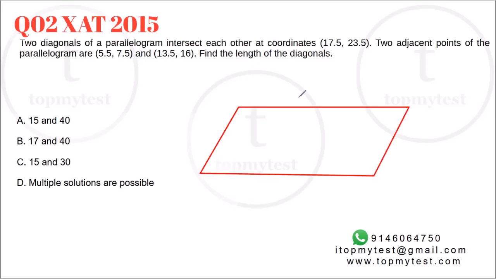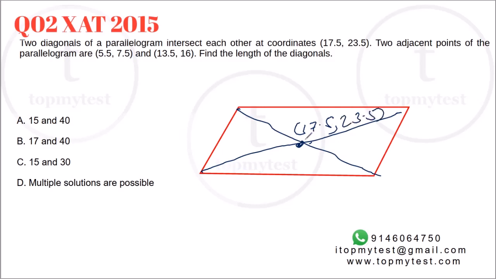So if I draw the parallelogram, the diagonals intersect at a known location. Midpoint of the diagonals is known. The basic property of a parallelogram is that the diagonals bisect each other. It is also known that two adjacent points, so it can be AB or BC or CD or DA, doesn't matter. One of these points is 5.5, 7.5 and another point is 13.5 and 16.